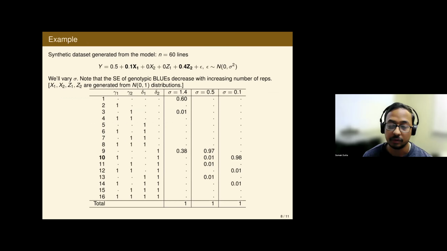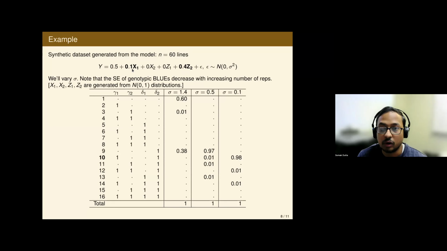Let's look at a particular example, a small toy example. Let's say we have a synthetic data set generated from a model with n equals 60 lines. In a typical plant science problem, the number of lines, the population under consideration, would be fixed. So let's suppose there are 60 lines for now, and that there are two SNPs and two genes, because then we can summarize the posterior distribution. And let's say only the first SNP is important and only the second gene is important.